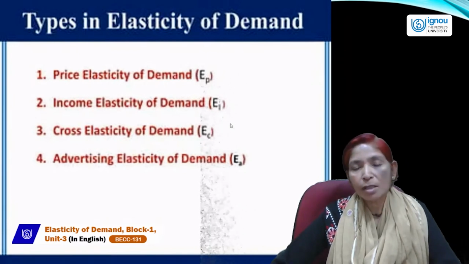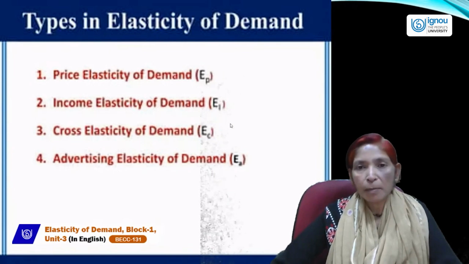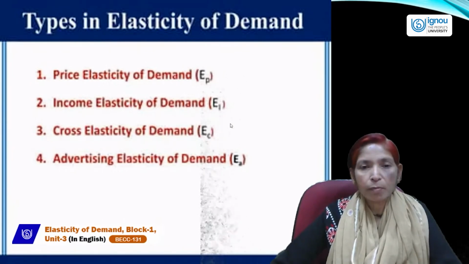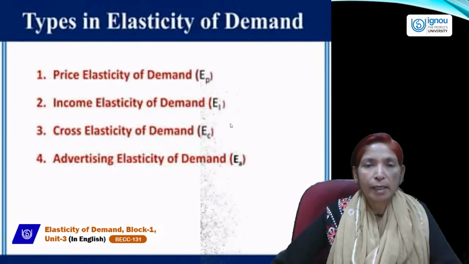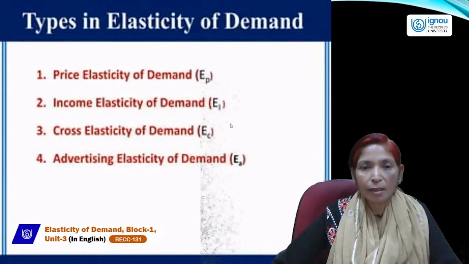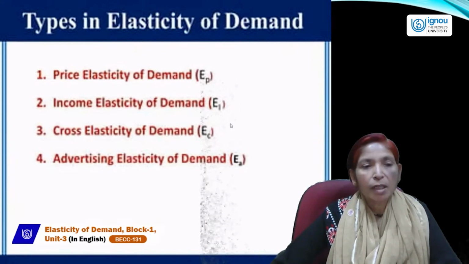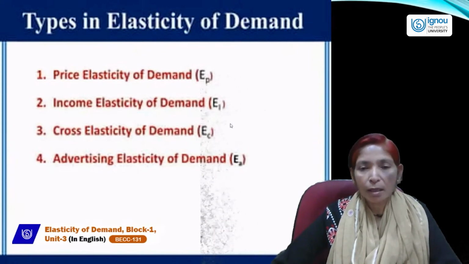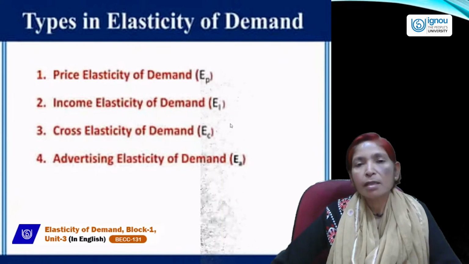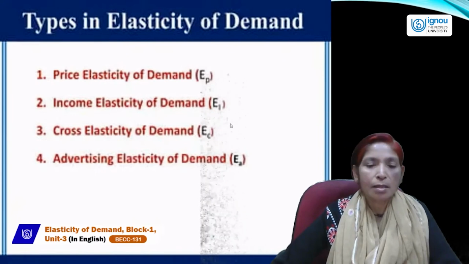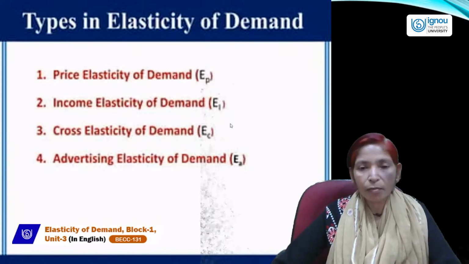One is price elasticity of demand. It can be represented by EP. Here E is elasticity, P is price. And income elasticity of demand is the second type of elasticity of demand. We can represent it by EY. E is elasticity, Y is income. And cross elasticity of demand can be denoted by EC. C is cross and E is elasticity of demand.